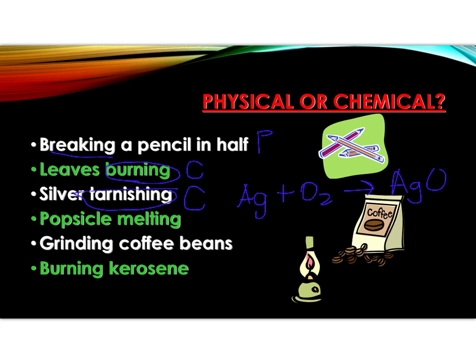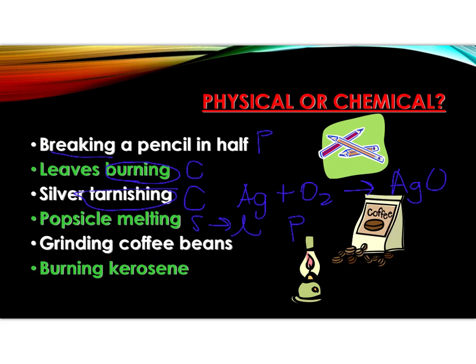Next we have popsicle melting. If the popsicle melts, it's going from a solid to a liquid, but does it still retain the same properties? Can I take that liquid and freeze it and go back to the solid form? I can. Popsicle melting is an example of a physical change.